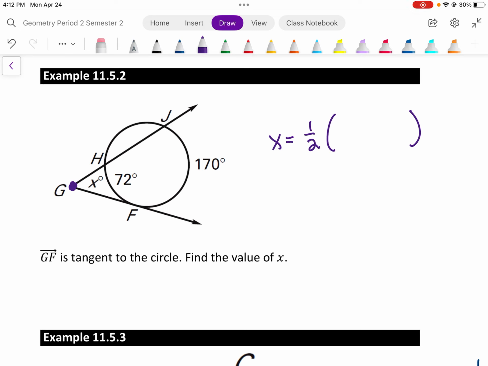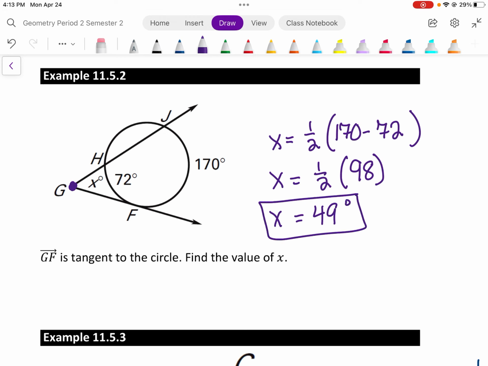So we're going to take the larger arc, 170, and we're going to subtract the smaller arc. Oh, I wrote the wrong number, sorry. So 170 minus 72. And that's going to give us what x is equal to. So that's going to give us 98 when we subtract, and half of 98 is going to be 49 degrees. Okay, so this equation works even if you have a tangent and a secant.